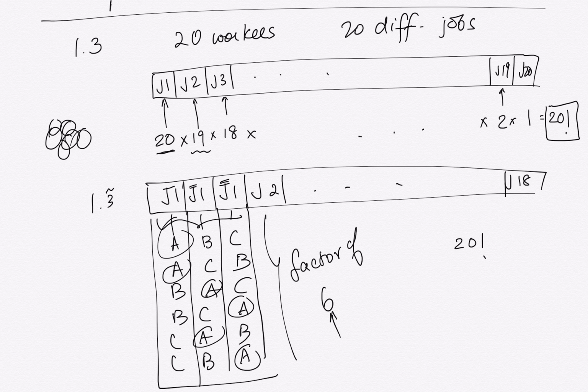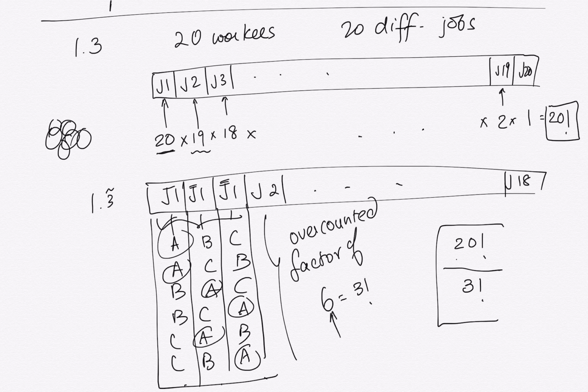Now, where does the 6 come from? That's the arrangement of 3 where order matters. So that is just 3 factorial. So we've overcounted by a factor of 3 factorial. So what you do is take 20 factorial and divide it by 3 factorial. And that's the number of job assignments possible if 3 of them were identical.